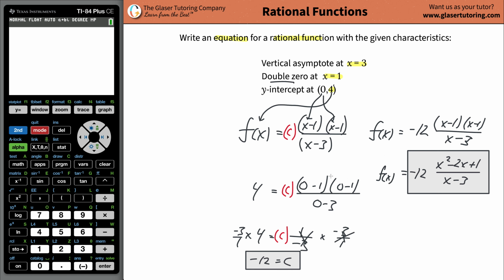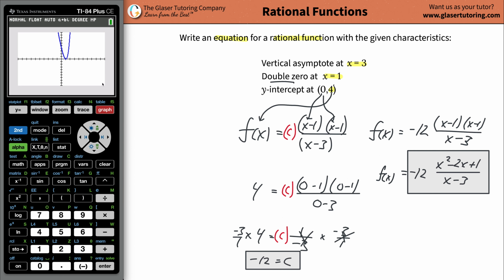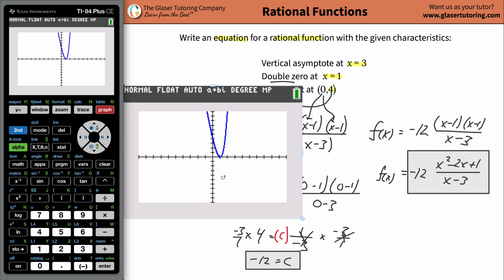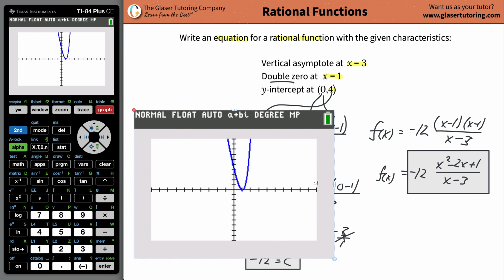That's your rational function. You can also use the calculator to check. Watch, plug in negative 12 times, and I'll do a double parenthesis to make sure I input everything properly. So x squared minus 2x plus 1 divided by x minus 3. Close those parentheses. And here's now the graph. It's good enough, I'm not going to adjust the window.